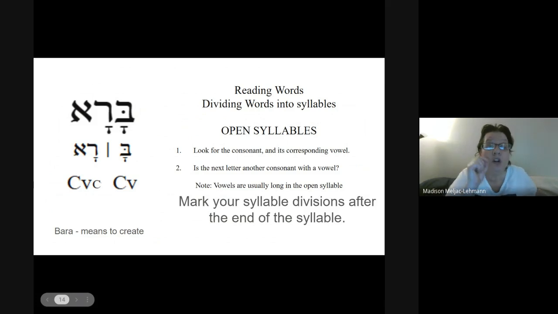So if you were to look up the first line in Hebrew, okay, Bara Elohim, I think, are the first three words in the Bible. Because bara means to create.